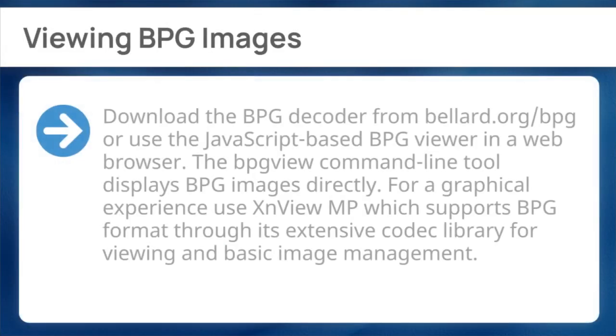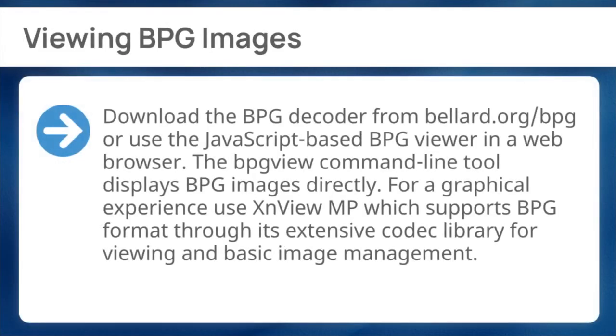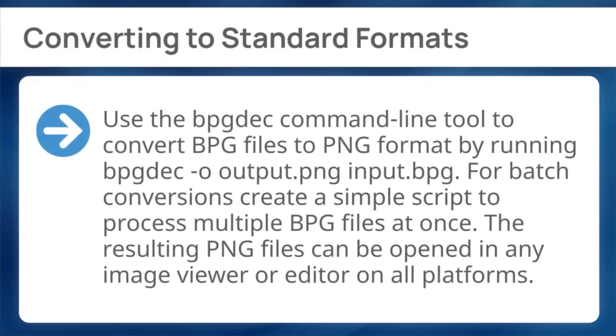First, viewing BPG images. Download the BPG decoder from bellard.org/bpg, or use the JavaScript-based BPG viewer in a web browser. The bpgview command line tool displays BPG images directly. For a graphical experience, use XnView MP, which supports the BPG format through its extensive codec library for viewing and basic image management.